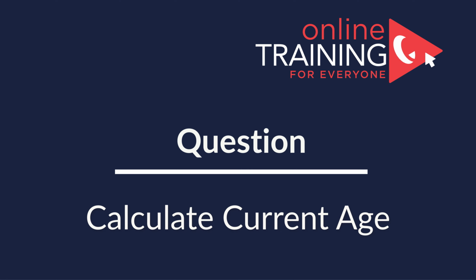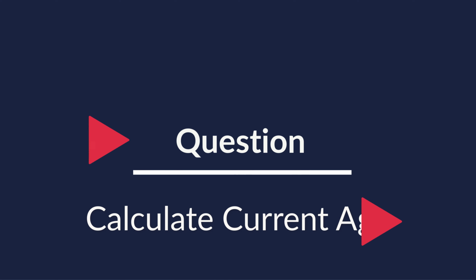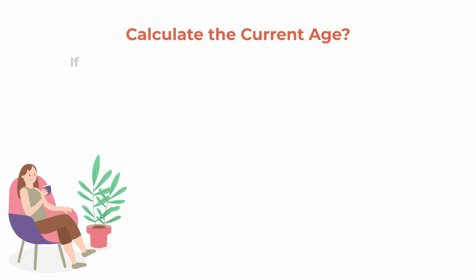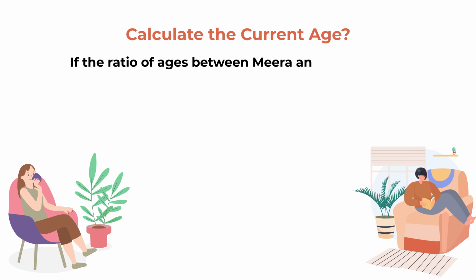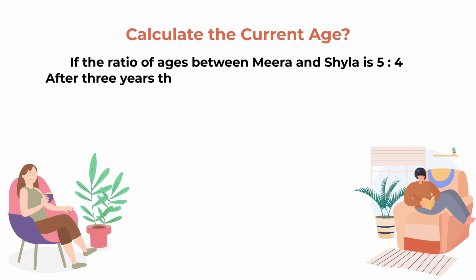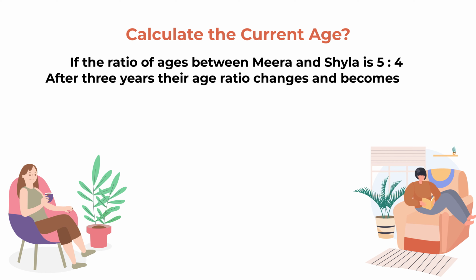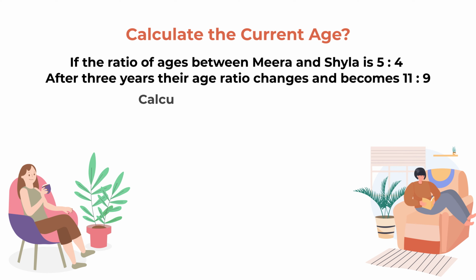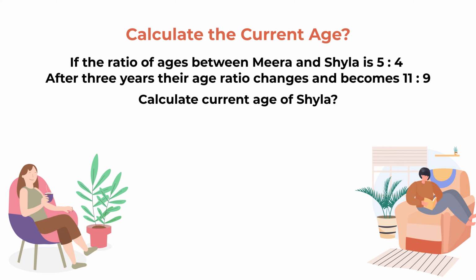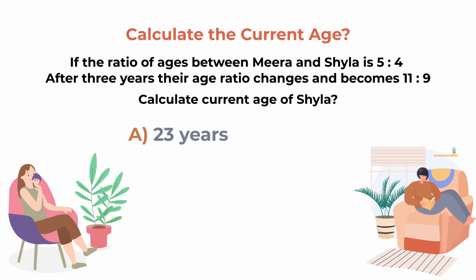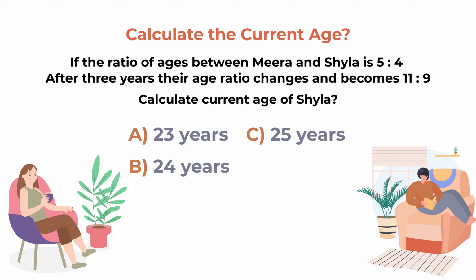Here's the question, which seems easy but has some tricky elements to it. You need to calculate the current age of Shyla. If the ratio of ages between Mira and Shyla is 5:4, after 3 years their age ratio changes and becomes 11:9. You need to calculate the current age of Shyla, and you have 4 different choices. Choice A, 23 years. Choice B, 24 years. Choice C, 25 years. And choice D, 26 years.